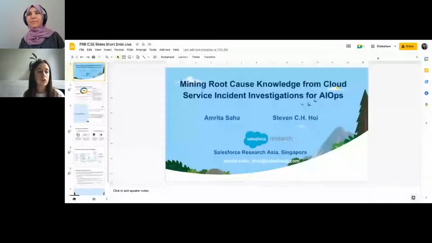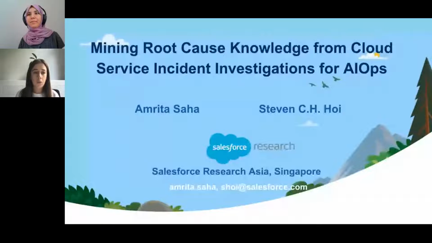Thanks, Nadia, for your presentation. So now we can move to the second presentation. I want to remind that we will have later the discussion with the questions. So let's move to the second paper, and in particular, Amrita Saha will present her paper about mining root cause knowledge from cloud service incident investigations for AIOps. So please, Amrita.